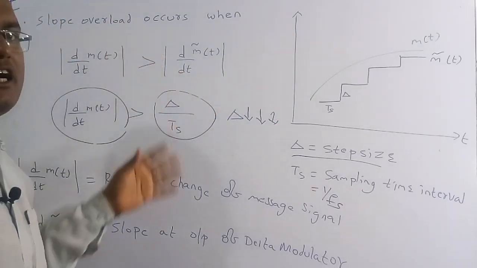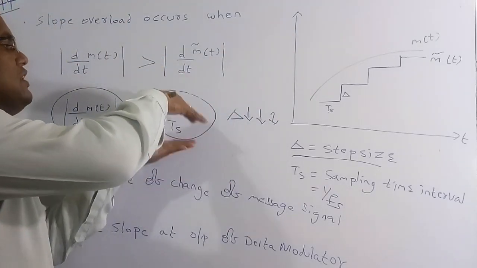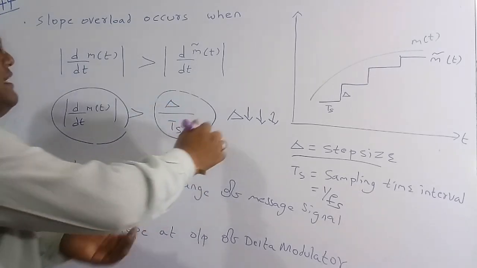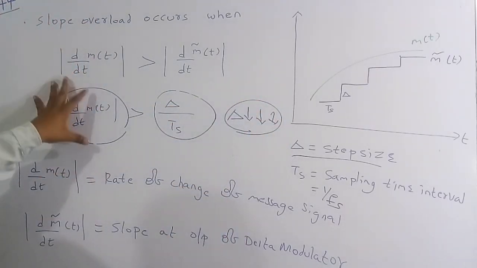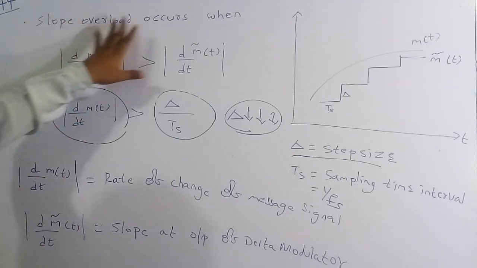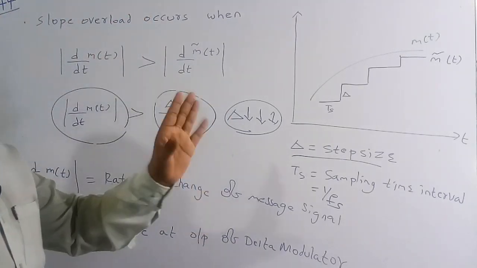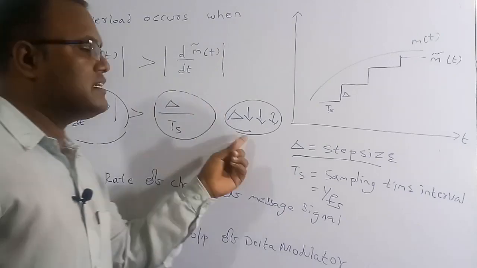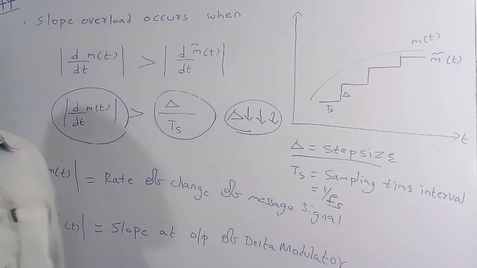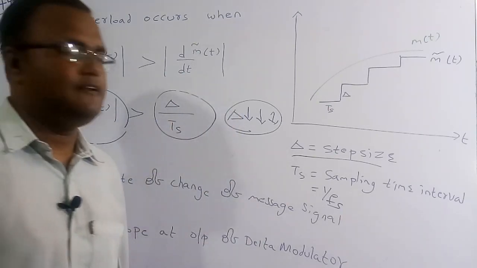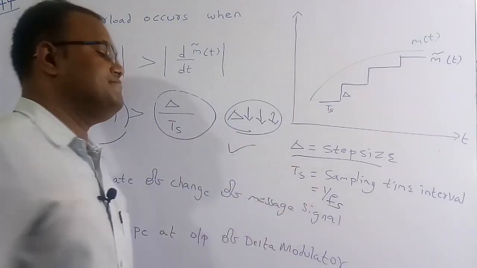This is going to occur whenever this value is very low. This value will be lower when the delta value decreases. When the delta value decreases, automatically this condition is satisfied, and then slope overload is going to occur in this delta modulator. So this is the correct solution of this question. Whenever the step size decreases, slope overload is going to occur in this delta modulator.